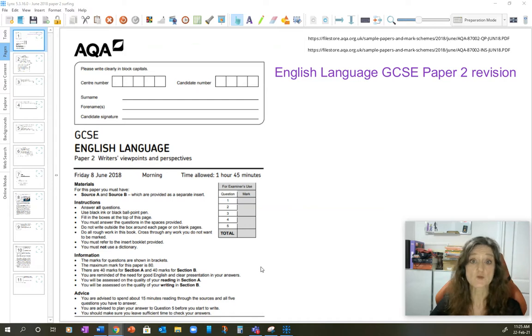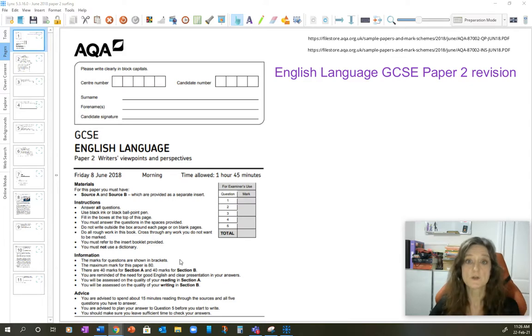Sometimes you can pick up extra marks for your rough work, so it's always worth doing your plans in your book. It says cross through any work you don't want to be marked, but I always say don't go mad with your crossing out. Kind of leave it there, unless you know you've made a spelling mistake. That's different. So leave your planning there uncrossed out. Use the insert booklet, obviously, and don't use a dictionary. So just don't. In information, the marks for each question are shown in brackets.